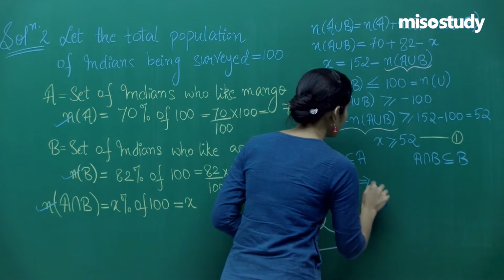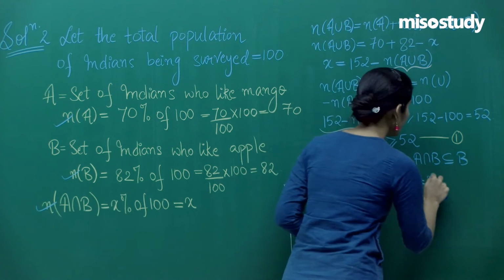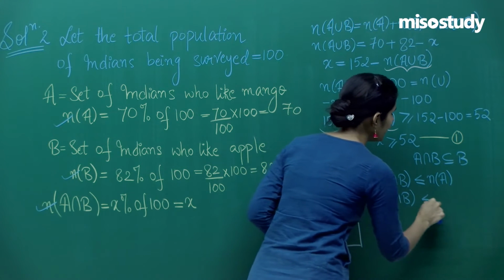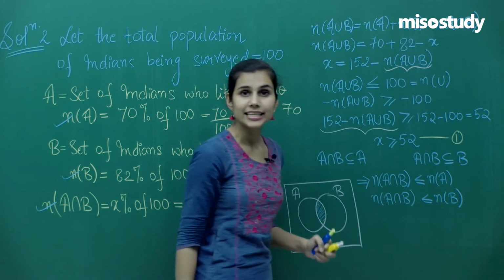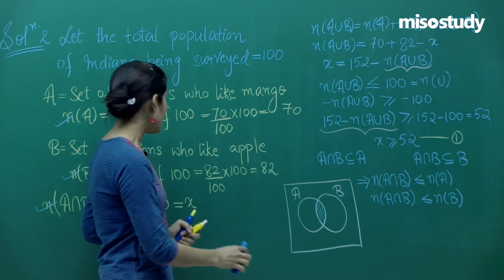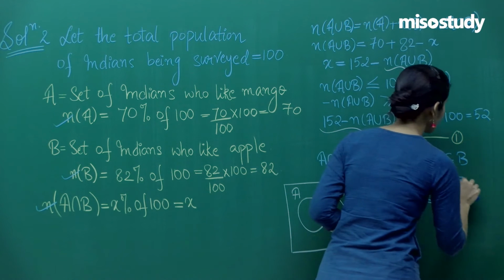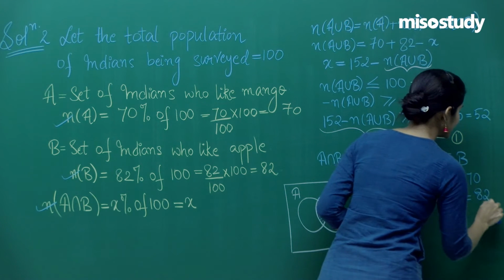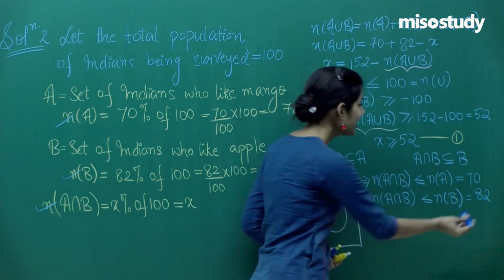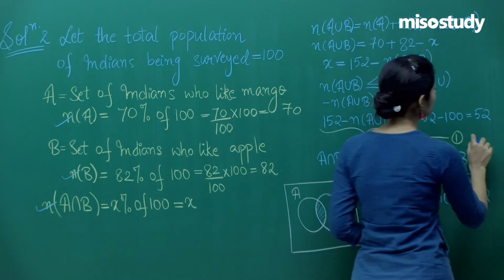Therefore, what I have is that number of members in A intersection B is less than or equal to number of members in set A, and also number of members in A intersection B will be less than or equal to number of members in set B, by both these very conditions. What is number of members in set A? Number of members in set A is 70, number of members in set B is 82. So here I am going to write 70 and here I am going to write 82. If something is less than 70 also and the same thing is less than 82 also, what do you think it is definitely less than? Well, let me just draw a small number line.